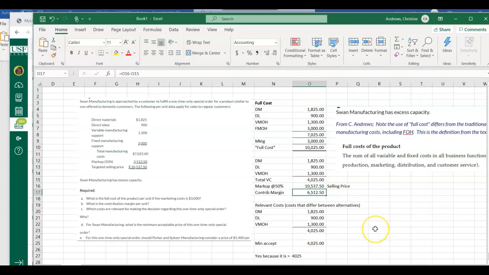I hope this helps. If it's a special order, then what we're talking about is the fixed manufacturing overhead. That's the question. And all these separate questions here, they make you really think about that.